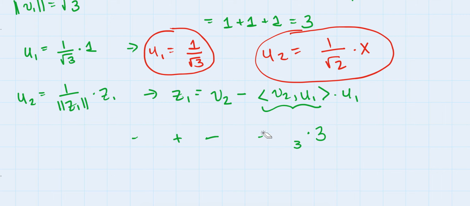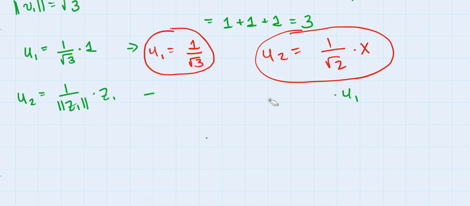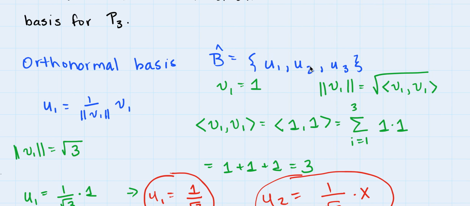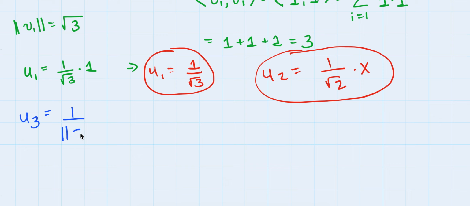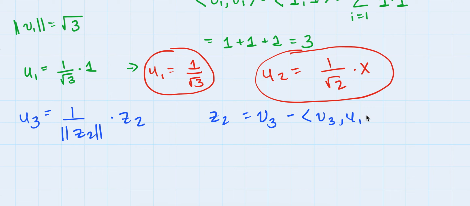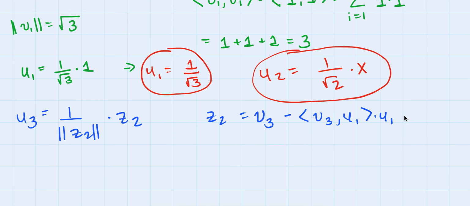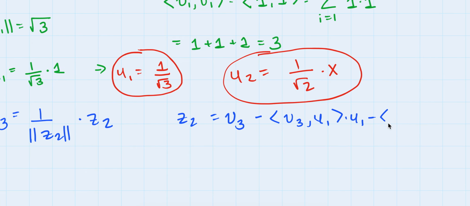All right, so I'm going to erase this piece and this piece. And let's write out what u3 is. So u3, which is the final vector that we need to find. Remember, we needed 3 vectors, u1, u2, and u3. So u3 is 1 over the length of z2 times z2, where z2 is v3 minus the inner product of v3 with u1 times u1, subtract the inner product of v3 with u2 times u2.